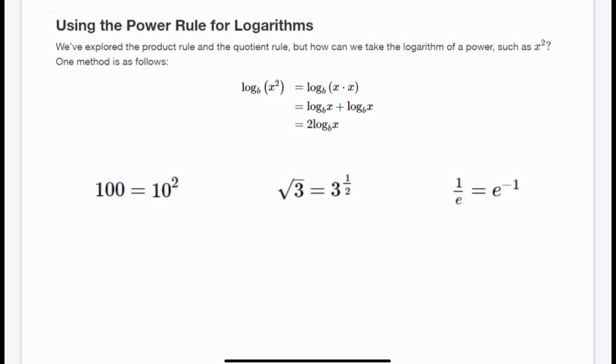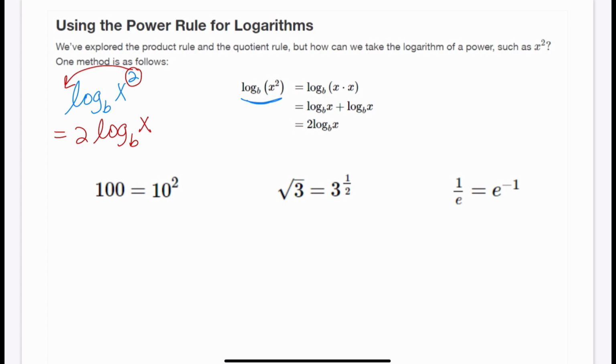So if I have, like here, the log base b of x squared, the power rule is going to tell me to take my power and go ahead and multiply it to the front. So this is equal to 2 times the log base b of x. And then you might be wondering, well, why? Why are we allowed to do that?